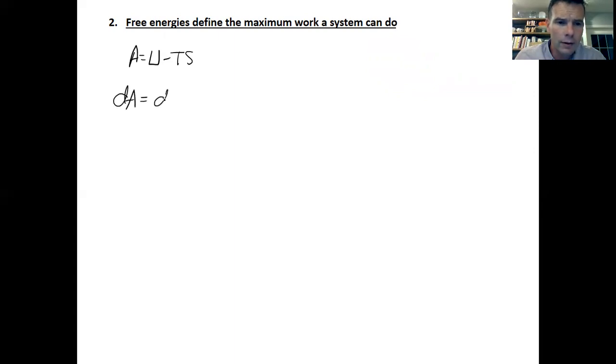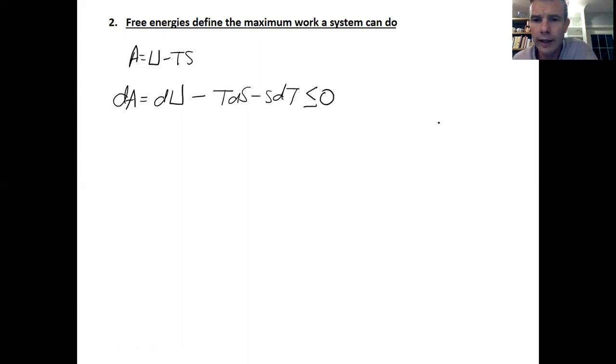dA equals dU minus, this is a product, so I have to use the product rule. So that's TdS minus SdT. Derivative of the first, leave the second constant. Derivative of the second, leave the first constant. And I'm going to write this now in terms of the second law of thermodynamics. I know that this is less than or equal to 0. Right? That's what the second law of thermodynamics tells me.